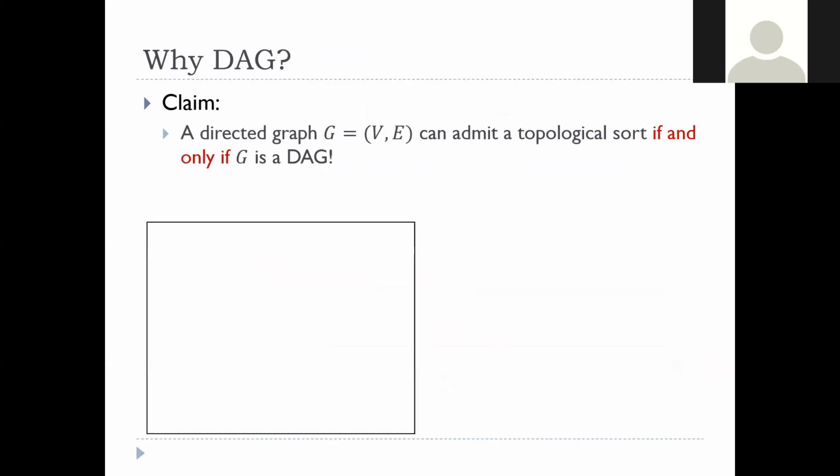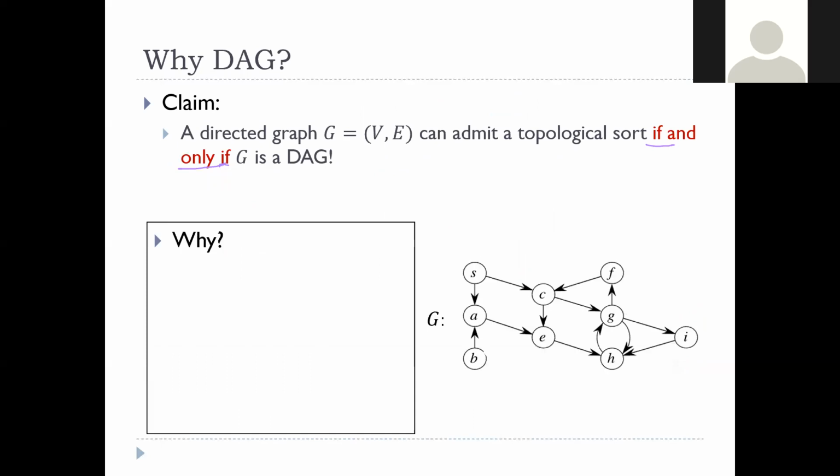All right. So now, why did we define this topological sort only for DAGs, namely directed acyclic graphs? The reason is that a directed graph can admit a topological sort if and only if this graph is a DAG. And you may ask why. Well, consider this example. Let's say this example, we know that it's not a DAG.